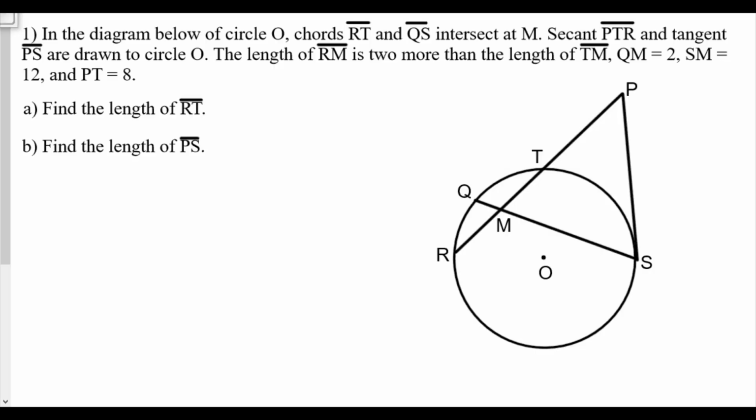Welcome back. We are now working on circle test review number 2, and this is part 1.